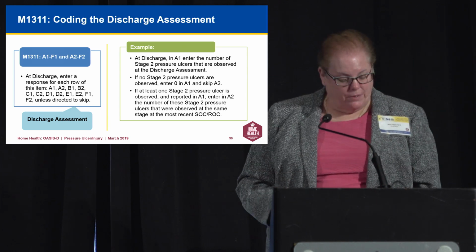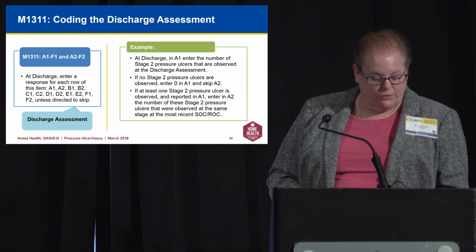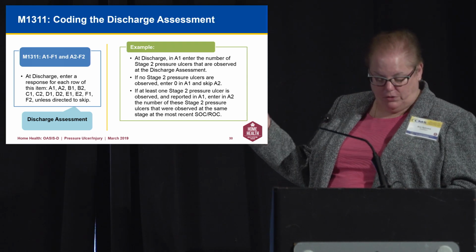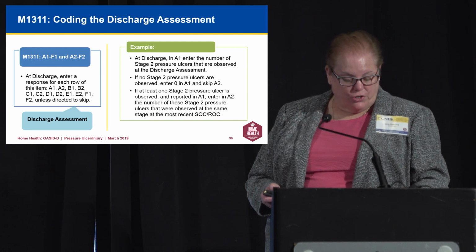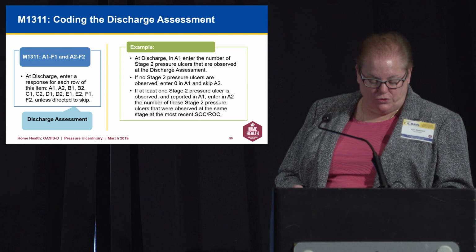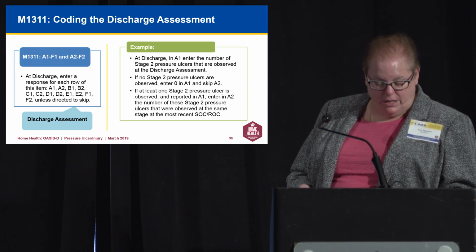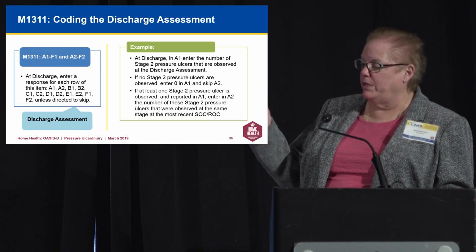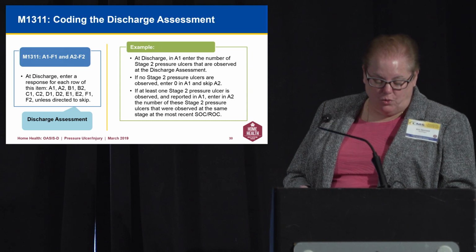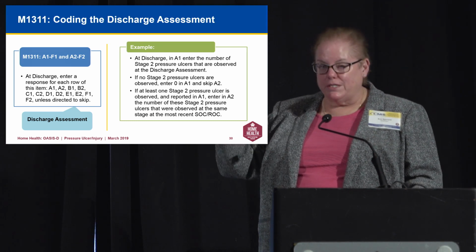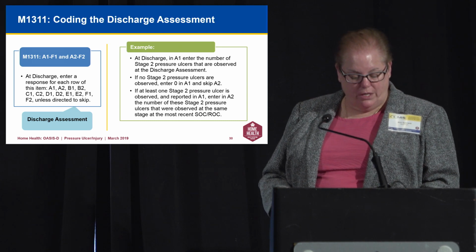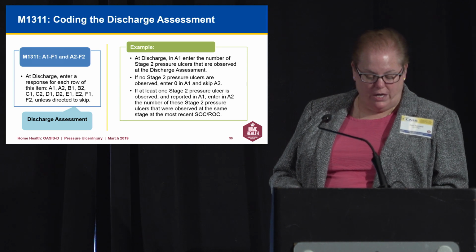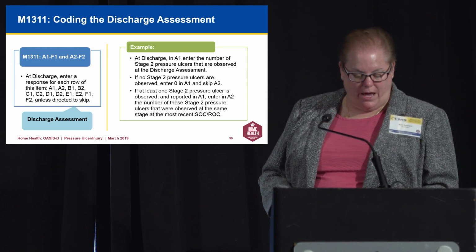At the discharge assessment, we enter a response for each row of the items. So that's A1, and then there's A2, and there's B1 and B2. And we'll look at a screenshot. So at discharge in A1, enter the number of stage 2 pressure ulcers that are observed at the discharge assessment. If no stage 2 pressure ulcers are observed, enter 0 in A1 and skip A2, and we kind of talked about that already. If at least 1 stage 2 pressure ulcer is observed, so this is at discharge again, and you report it in A1, enter in A2 the number of these stage 2 pressure ulcers that were observed at the same stage at the most recent SOC/ROC.